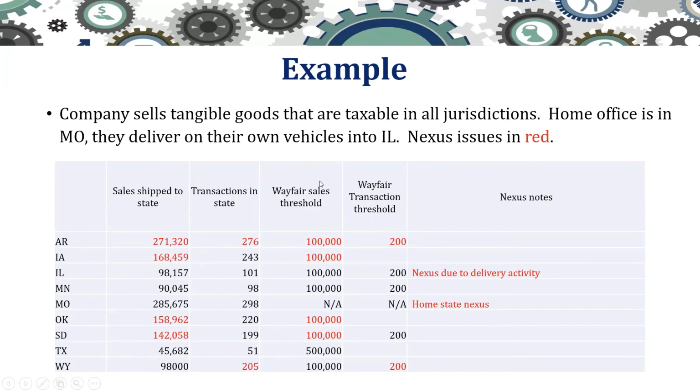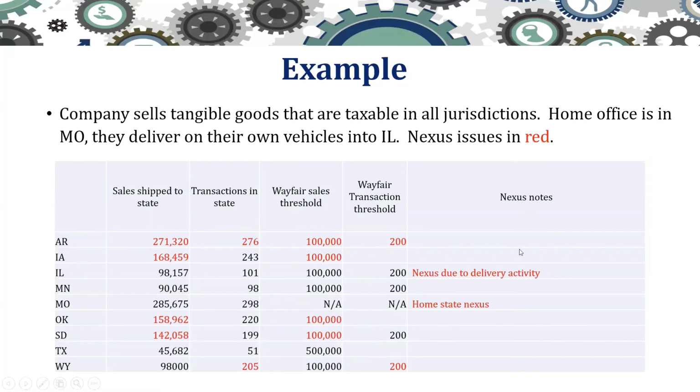And then we've pulled from that Wayfair sales threshold chart from the Streamlined Sales and Use Tax website that you guys have the address for. And it's given us the dollar threshold for each of these states if they have one. Missouri doesn't have one. And we've listed the Wayfair transaction threshold as well. Not all states have followed the transaction threshold. So you can see Iowa, Oklahoma, Texas, they don't care about transactions.